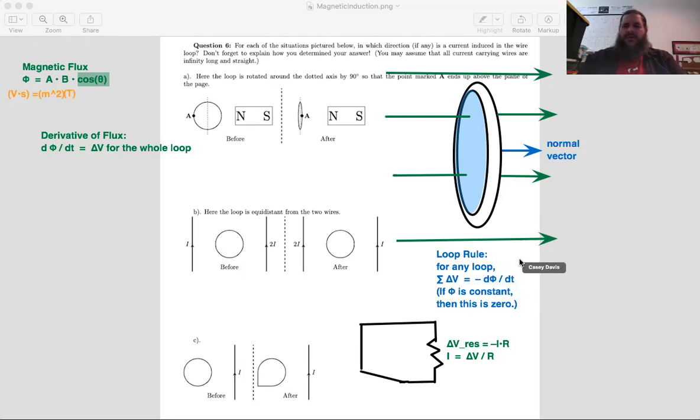Any questions on that so far? Yeah, I have one more question. Since we have a change in voltage, would that mean there's also an electric field present within the loop? I don't think so. I think in this case, the voltage is the result of the changing flux or the changing magnetic effect rather than the result of an electric field.